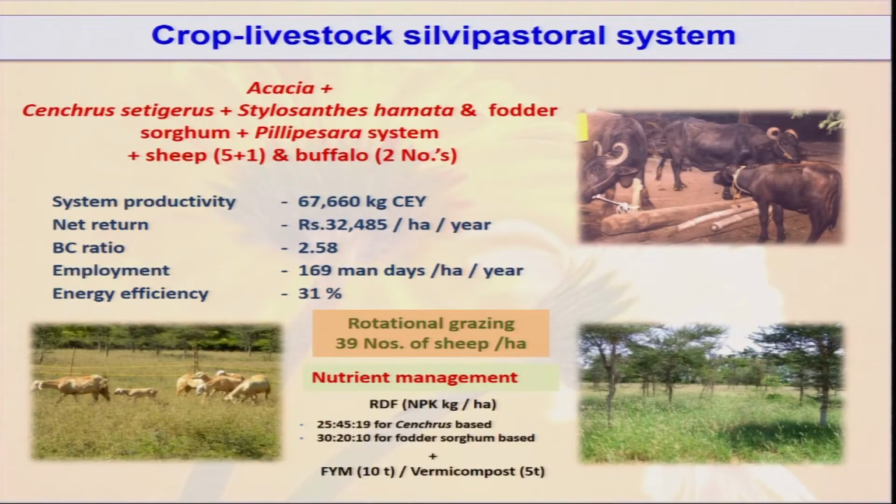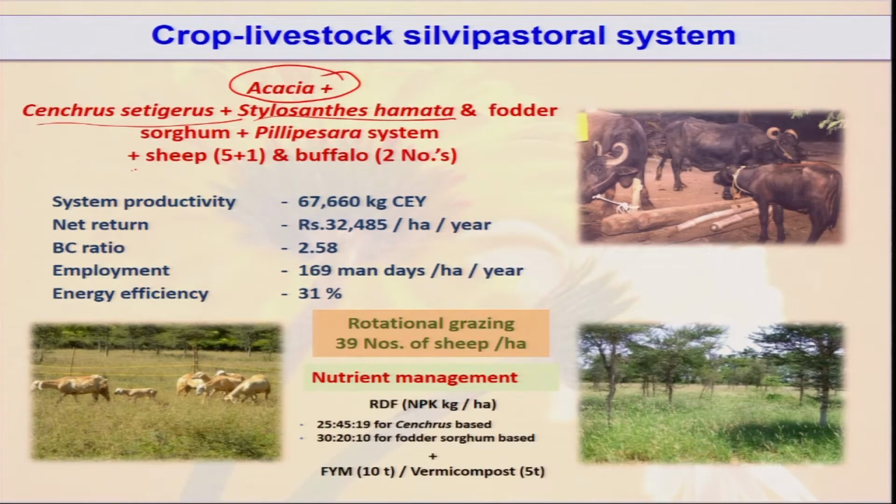Similarly, another model is the crop livestock silvipastoral model, which is for very dryland conditions. So, you cannot grow Elnas crop or other pine trees. Here acacia is a very prominent tree, and the acacia leaves can be used as fodder for your goat. Similarly, you can grow different types of fodder grasses. When you have livestock, whatever the different grasses, Cenchrus setigerus, Tylocenthus hemata and others.